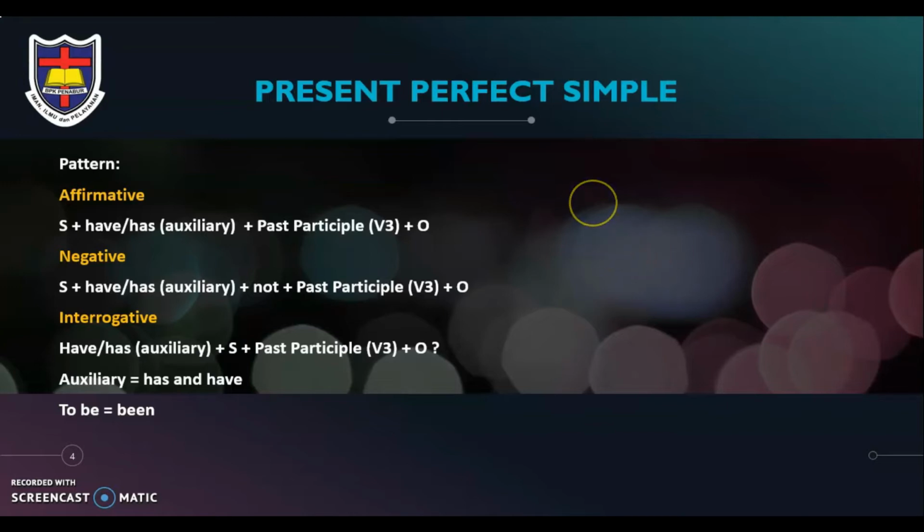So this is the pattern of present perfect simple: subject, auxiliary have or has, past participle. Have and has are related to the subject used. If you have a singular subject, you have to use has: he, she, and it. And have for plural subjects plus I: they, we, you, plus I. Okay, let's go to the next slide.